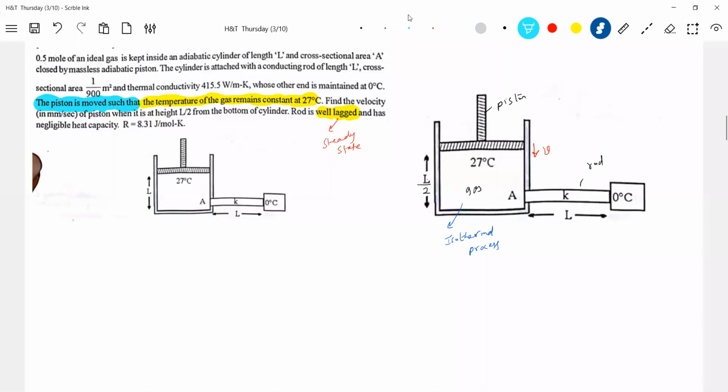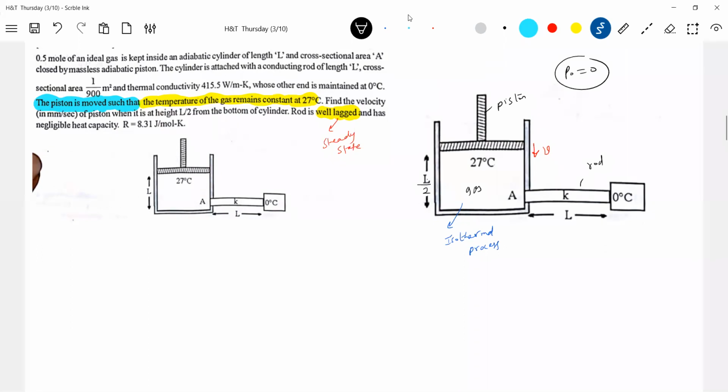No, sir, what about atmospheric pressure? He has not mentioned it. If he gives P naught, you can go for it. So P naught is not needed; put P naught as 0. If he says atmospheric pressure, then you should take that into the picture also. Okay, let's come to that one.